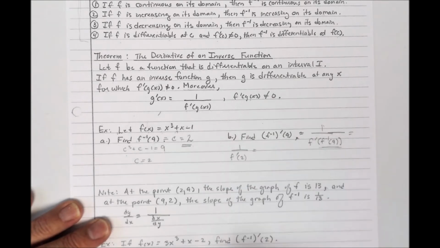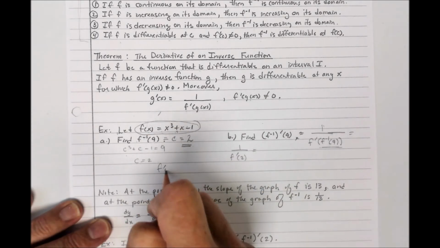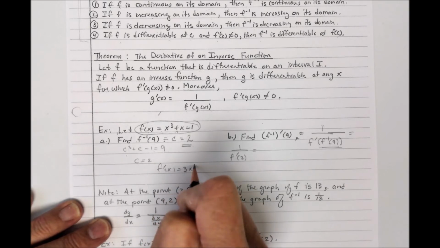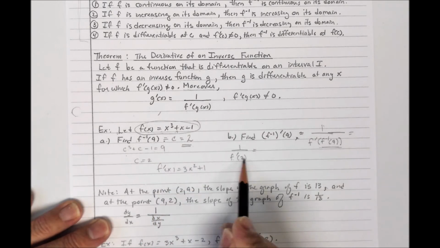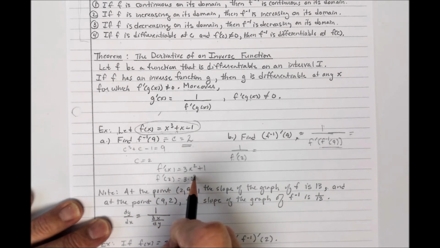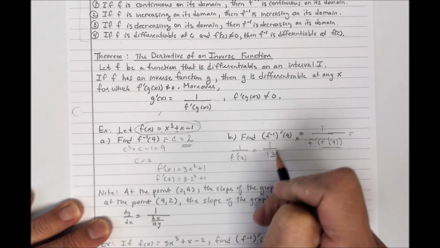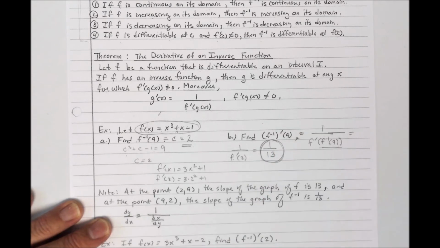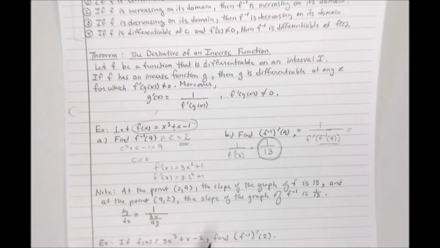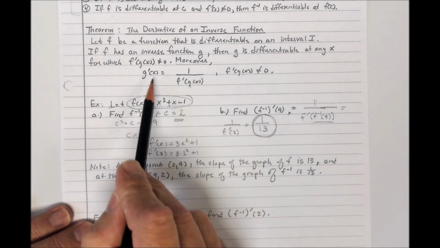Well, I need f prime. So back to here. F prime of x is 3x squared plus 1. So f prime of 2 would be 3 times 2 squared plus 1, which is 13. So this would be 1 over 13. So that's a little interesting there. And I have seen this problem on the AP, so you want to make sure that you take the time to practice a couple of these and also to make sure that you put this to memory.